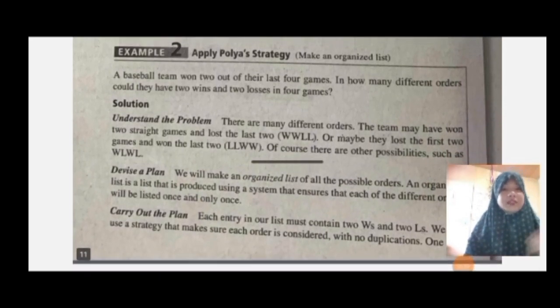This is an example to apply Polya's strategy. Make an organized list. A baseball team won 2 out of their last 4 games. In how many different orders could they have 2 wins and 2 losses in 4 games?